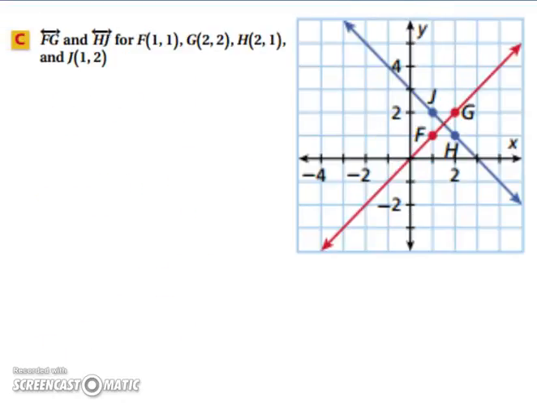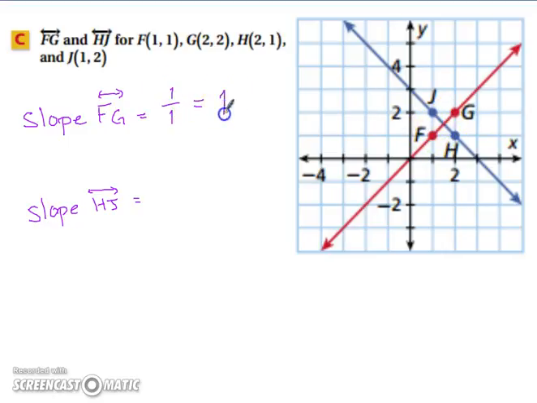Let's look at the third one. We want to find the slope of FG and the slope of HJ. Okay, so for FG, that would be the red one, the positive one here. We're going up 1 over 1. Well, that simplifies to 1. And now for HJ, we're going down 1 over 1.